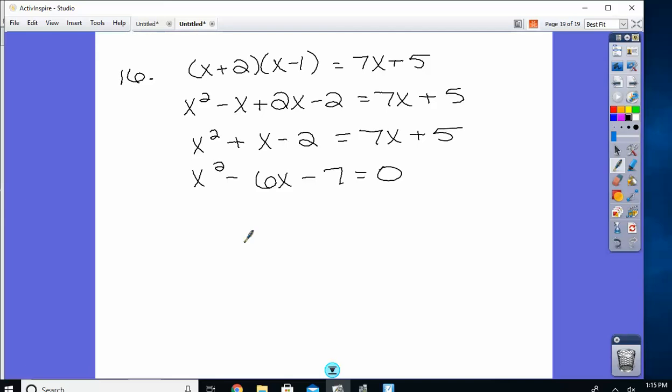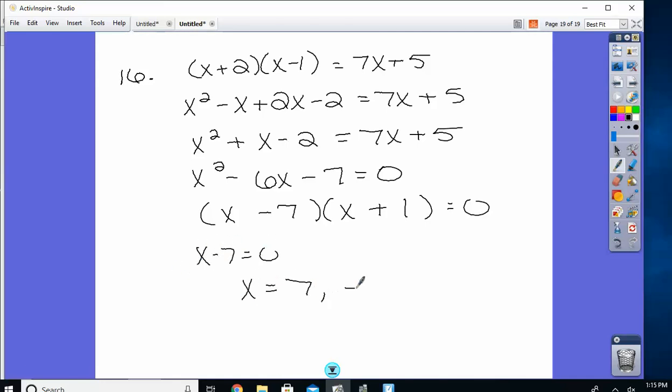You can do easy mode. So multiply to negative 7 and add to negative 6. Negative 7 and 1. Then set both factors equal to 0. So that'd be 7 and negative 1. Good job with that.